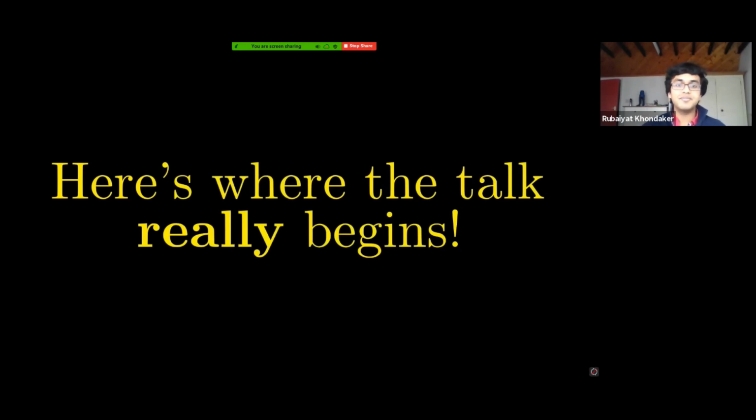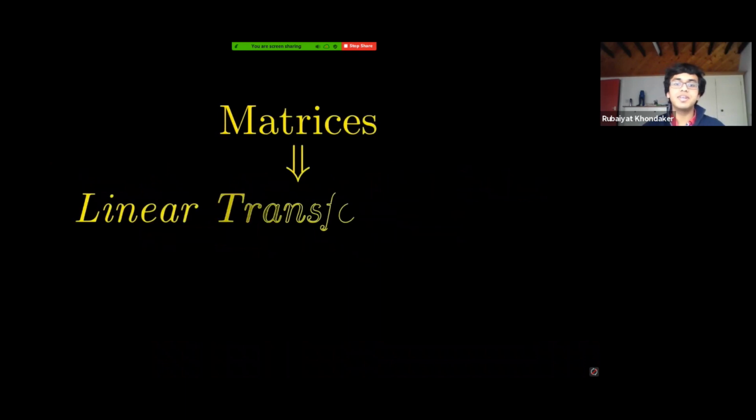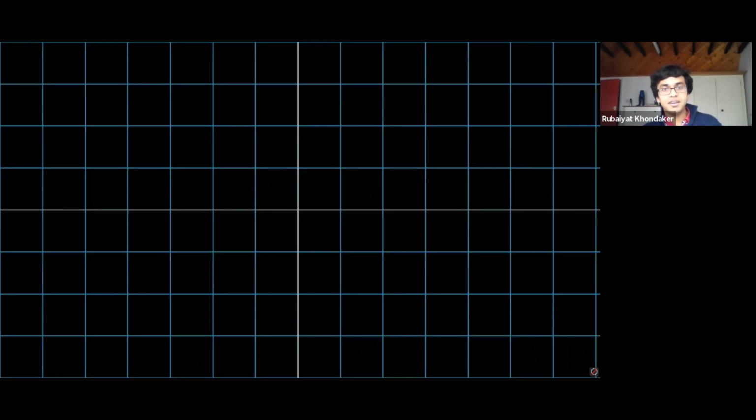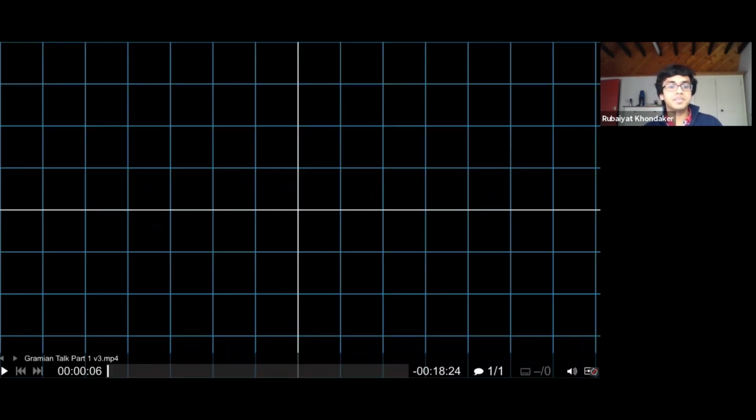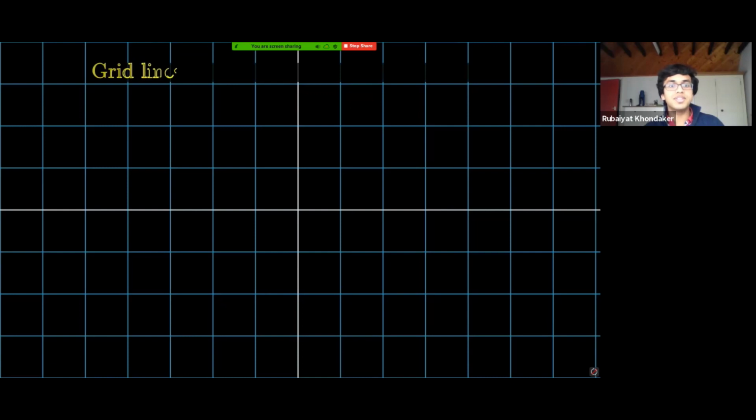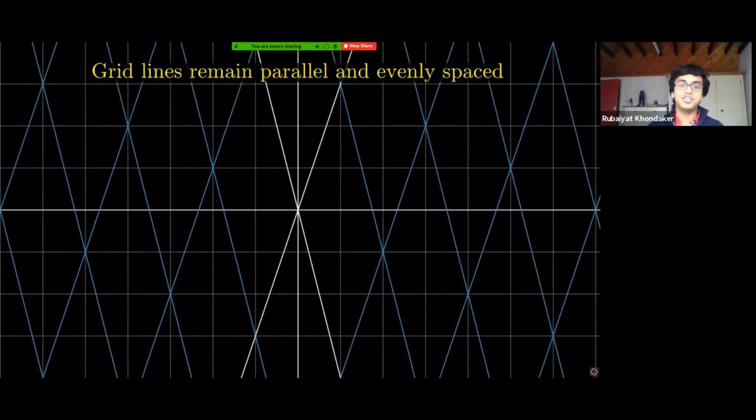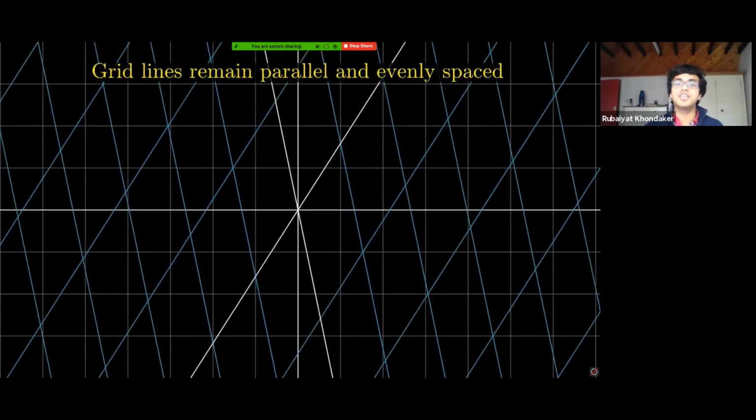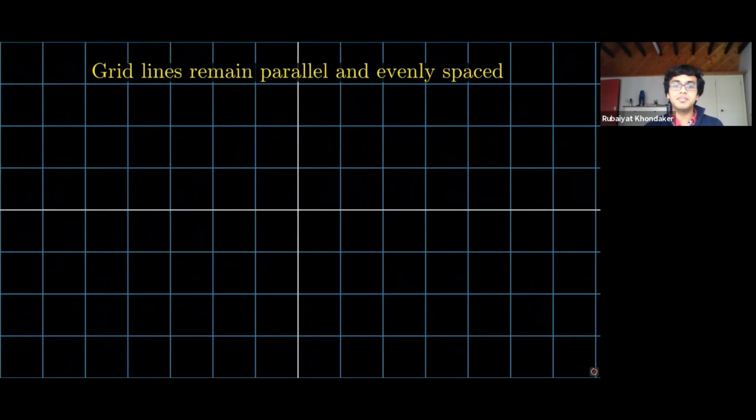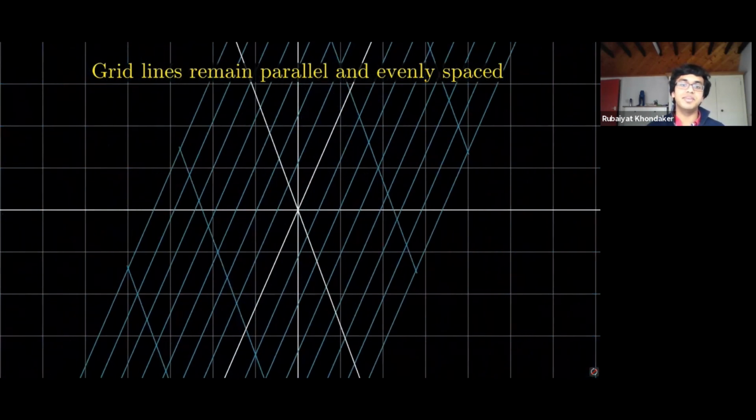Okay, so what's the first thing I talked about? Matrices can be used to represent linear transformations. Let's see what that means visually. So a linear transformation is one that keeps grid lines parallel and evenly spaced. By the way, just let me know if these animations are a bit choppy or something like that. I'm not sure there's much I can do to fix that. But yeah, so I'm just playing some examples of linear transformations here.